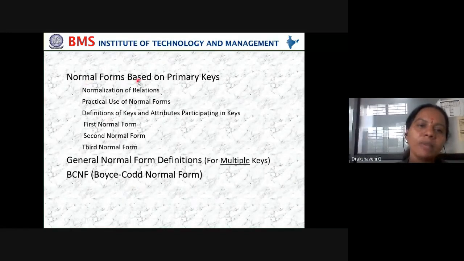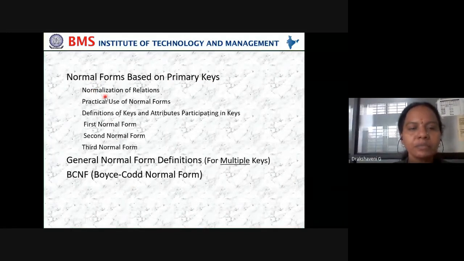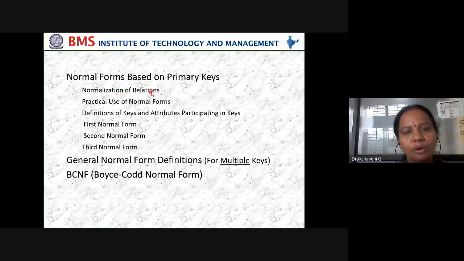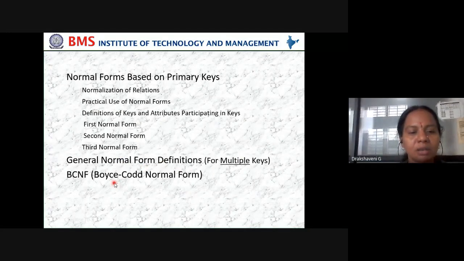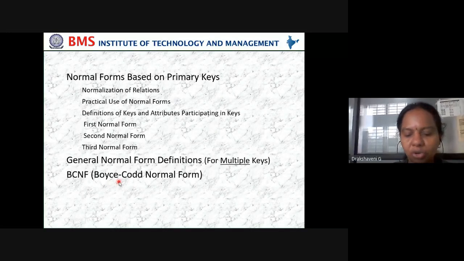Then normal forms based on a primary key, normalization of a relation, practical use of normal forms, definition of keys and attributes participating in the keys, first normal form, second normal form, third normal form. Then we see a general normal form definition for multiple keys. Then BCNF, that is Boyce-Codd normal form. We'll be seeing all these in this module 4.